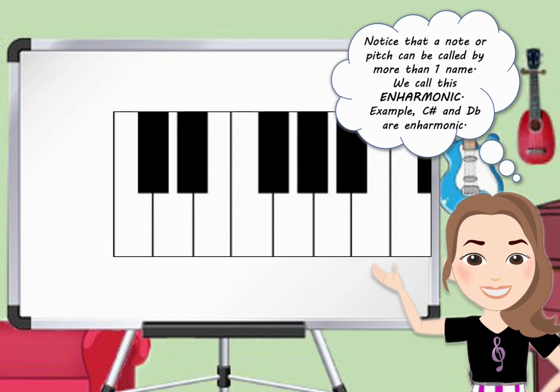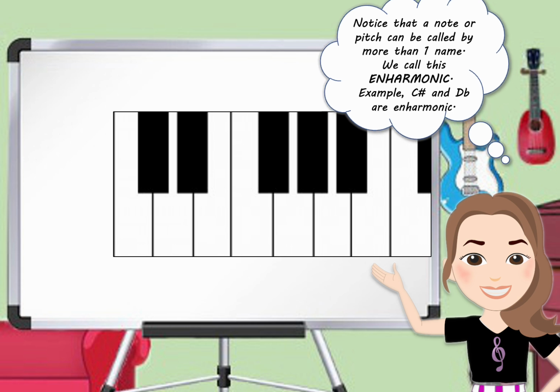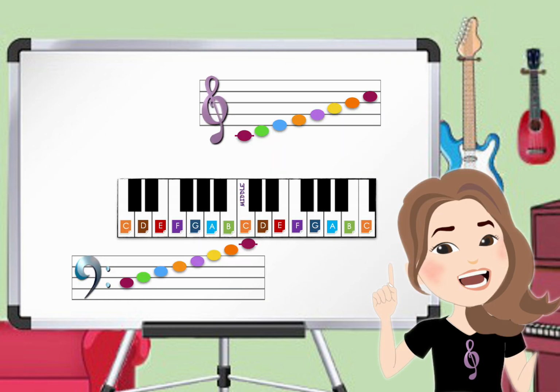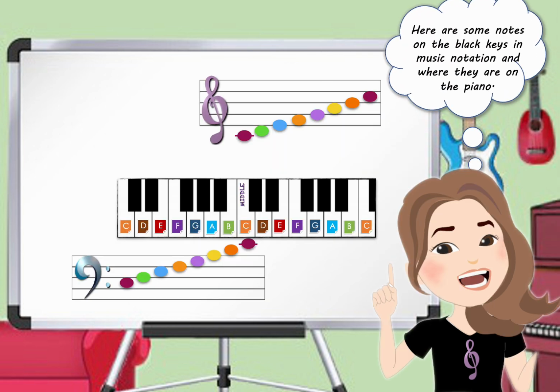Notice that a note or pitch can be called by more than one name. We call this enharmonic. For example, C sharp and D flat are enharmonic. Here are some notes on the black keys in music notation and where they are on the piano.